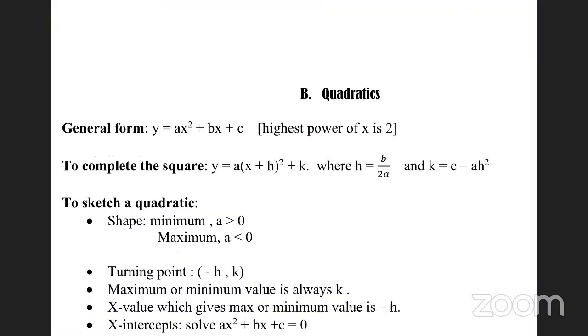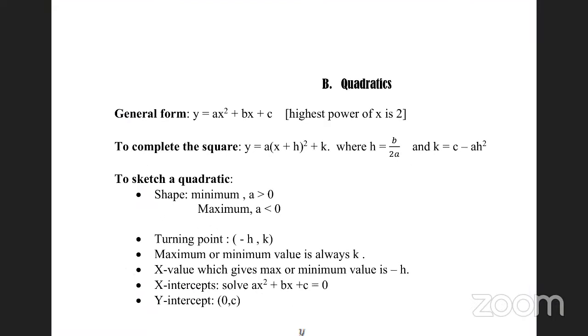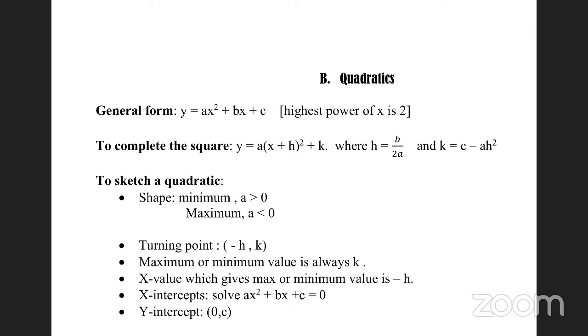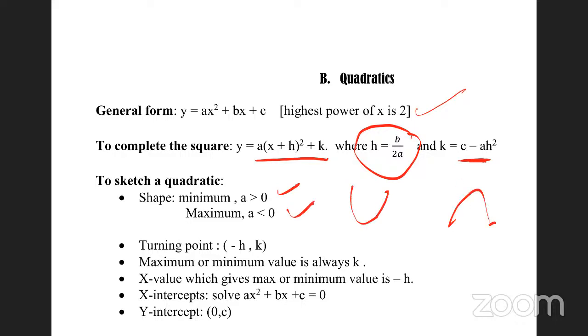All right, so that was the first part, algebra, quadratics. How do you know a quadratic? Besides having 3 values, the highest power of x is 2. Completing the square: how do you complete the square? You find h, which is b over 2a, and k is c minus a h squared. A quadratic could either be a minimum shape like this or a maximum shape like this.